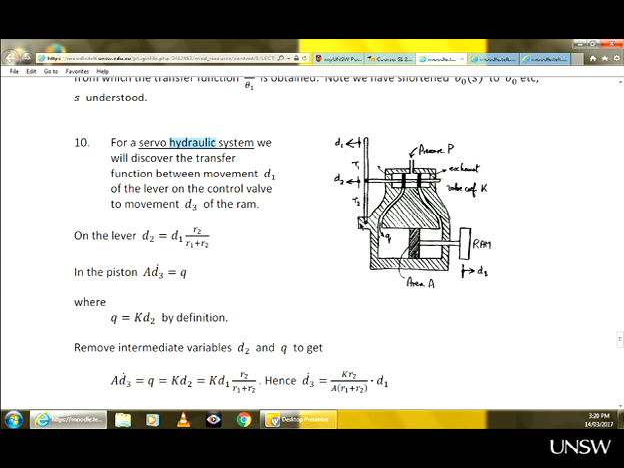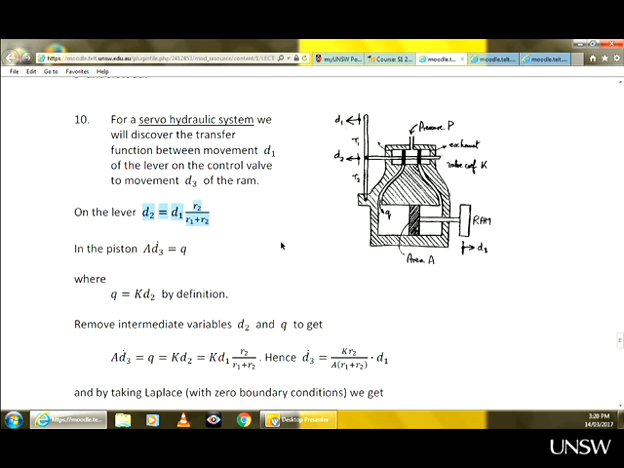So first, let's write the equation describing this particular lever here. And here it is. Using the similar triangle rule, D1 and D2 are variables, so D1 divided by R1 plus R2 will be equal to D2 divided by R2. Therefore, this equation here, let's call it equation 1.